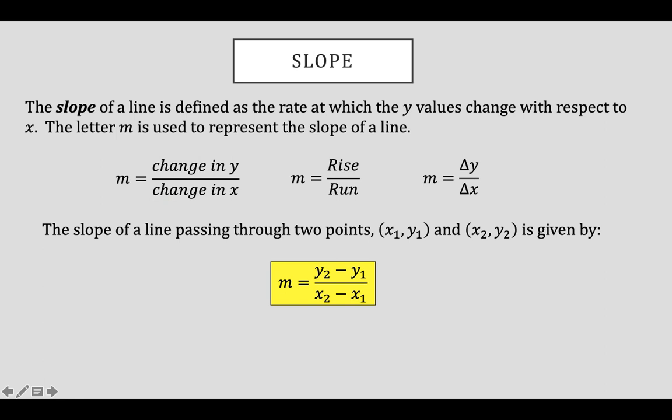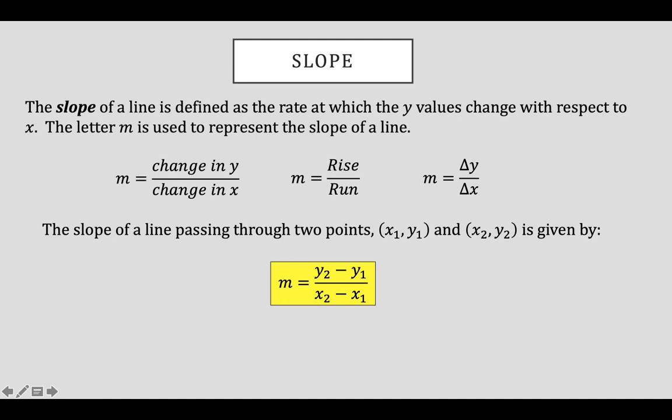The slope of a line is defined as the rate at which the y values change with respect to x. The letter m is used to represent the slope of a line. All of these are different ways of seeing slope. m is equal to change in y divided by change in x. m is equal to rise divided by run. m is equal to delta y over delta x. All of those mean the exact same thing.